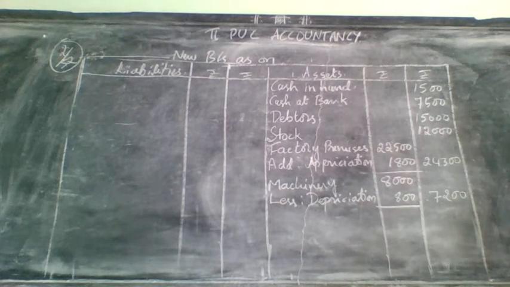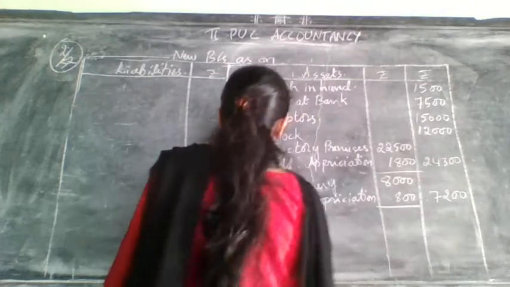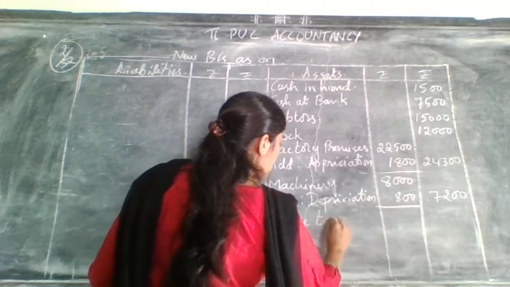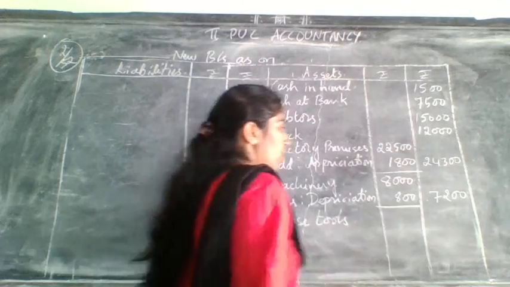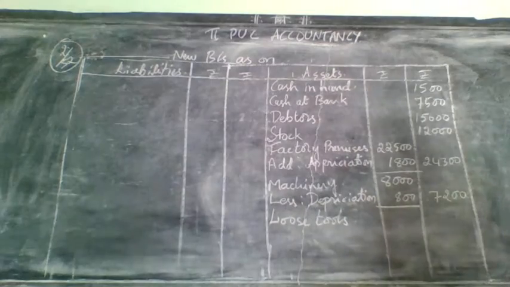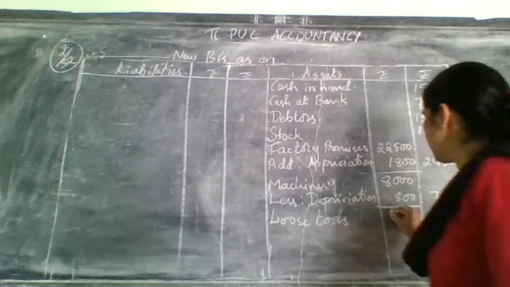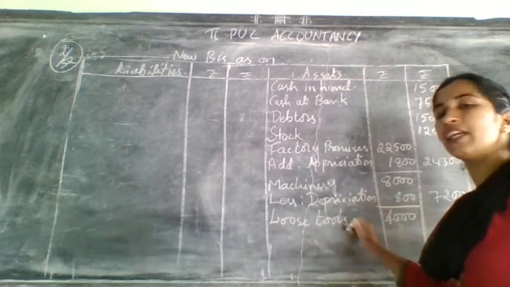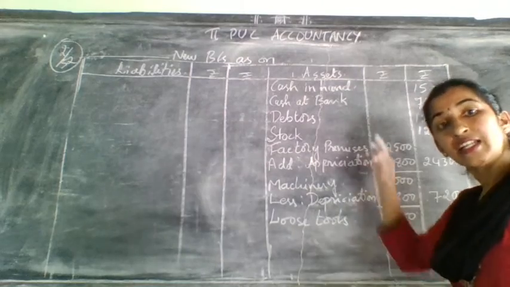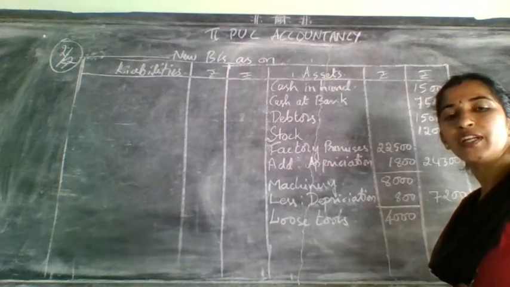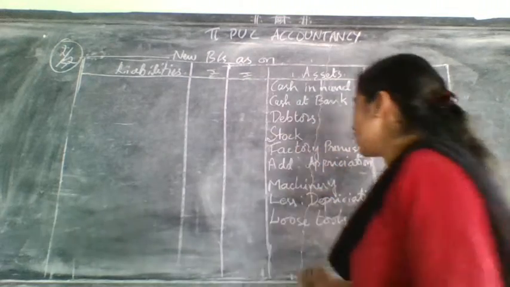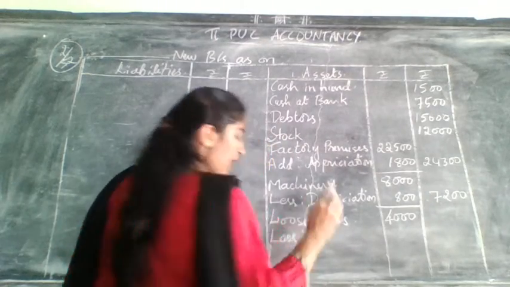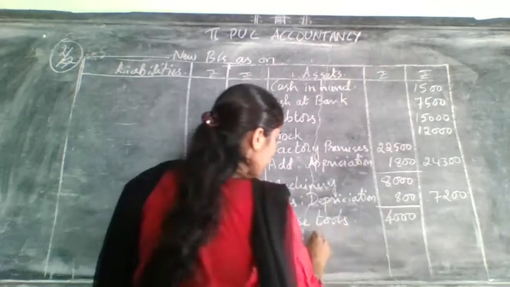After machinery, next you are having which one? Loose tools, correct? Loose tools account. What is the value they have given here? 4,000 they gave. Take here as 4,000. Again you are having adjustment for this in the revaluation account. Which side you are having? You are having on the debit side only. So write here less. When it comes on the debit side of revaluation, it means less only.